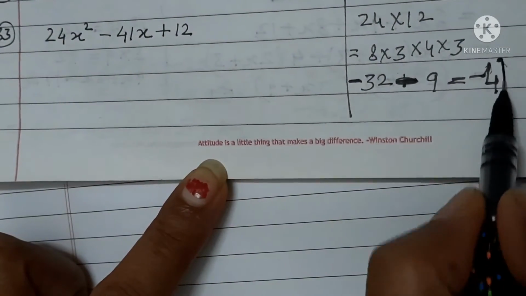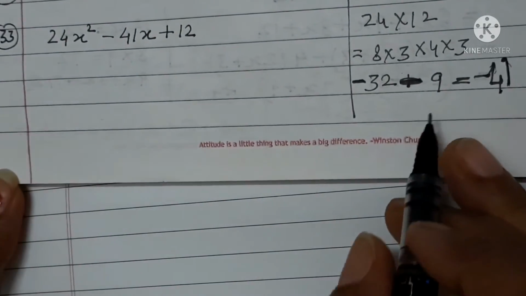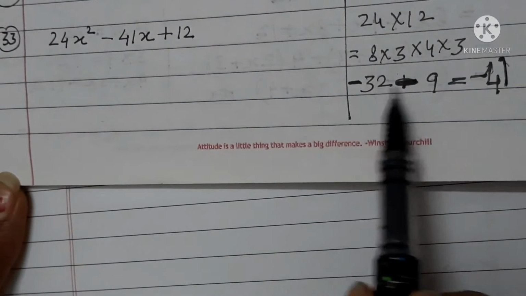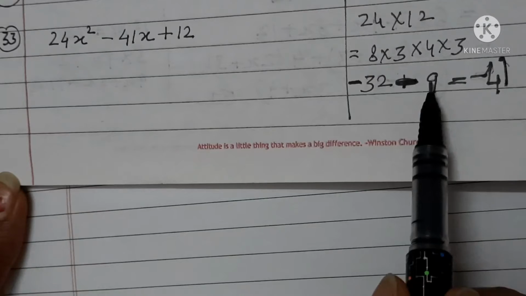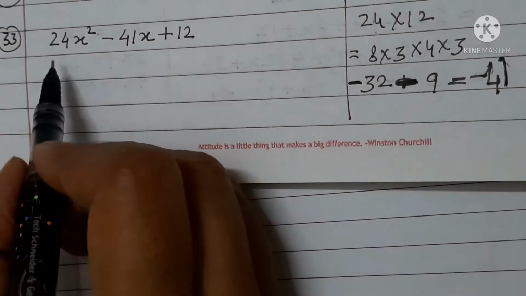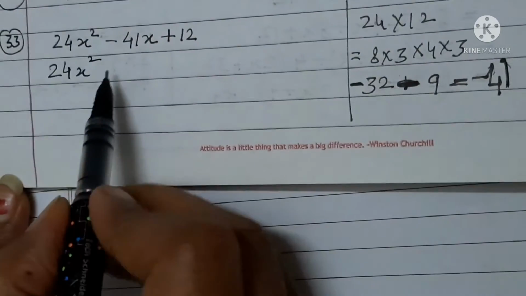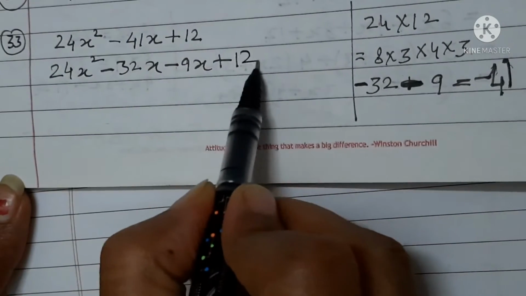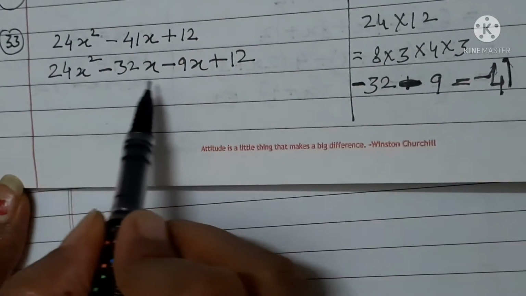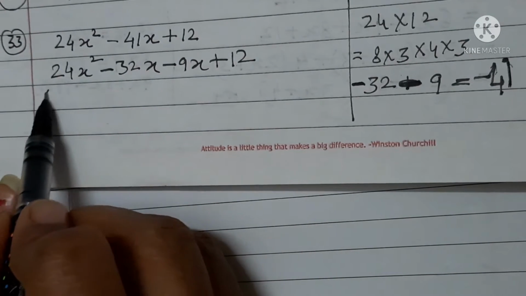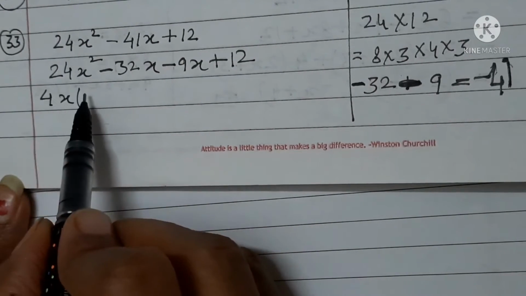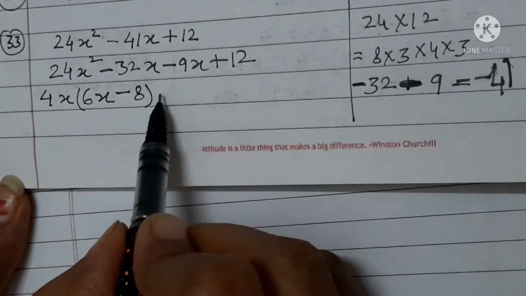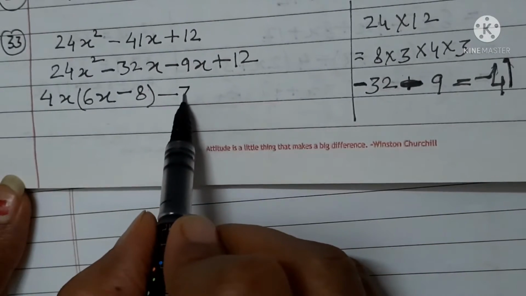Minus 41. See this sign, so you will require both terms negative, and the sum will be 32 and 9, which is 41. Write down 24x² − 32x − 9x + 12. Take common. Here you can take 4x: 4 6s are 24, x, and 4 8s are 32. Take minus common and 3 common.